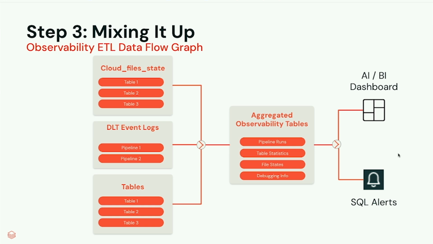We use a monitoring ETL that will combine all this data into a set of aggregated observability tables. They contain information about the pipeline execution, about the progress of ingesting data in each table, the file states, and so on. We use those observability tables to power our AI/BI dashboard. You can also use the same tables to define SQL alerts to get automatic notifications whenever there's a condition that doesn't meet your SLIs.